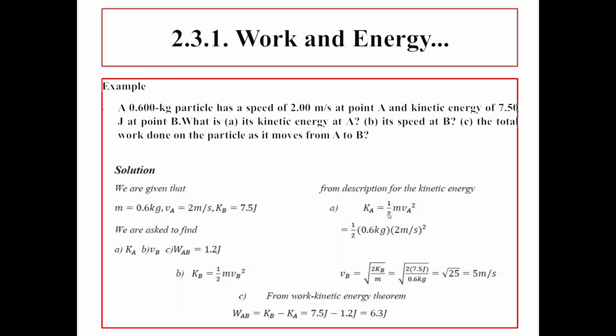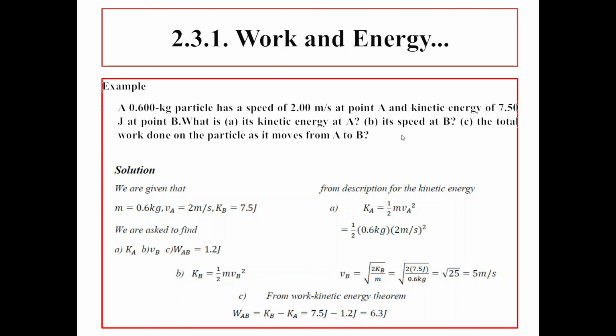So here is the formula. Kinetic energy at point A is equal to half m v_A square. 0.6, 2 square is 4, multiplied, this one is 2.4, divided by 2, 1.2. So the kinetic energy is 1.2 joule at point A.